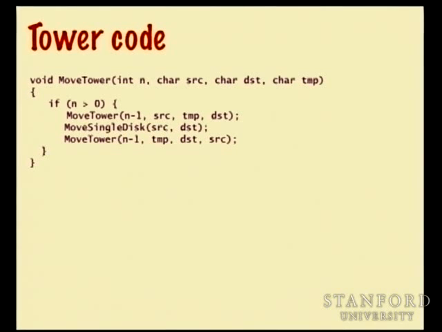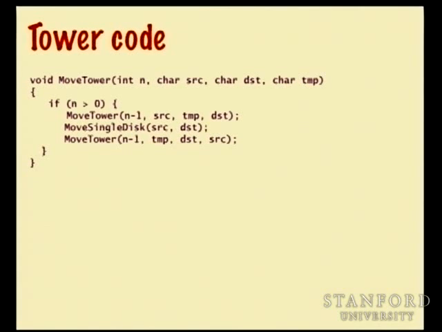Tiny little piece of code that solves the whole problem. I've got a parameter coming in here, which is the height of the tower to move, and then I'm identifying the source, destination, and the temp, the 3 spindles that are currently in play here, with these letters, characters.